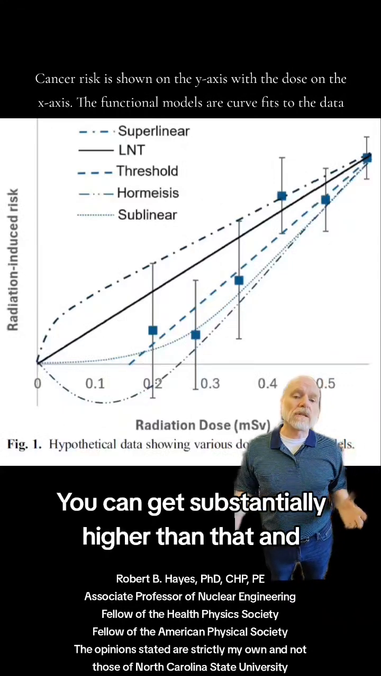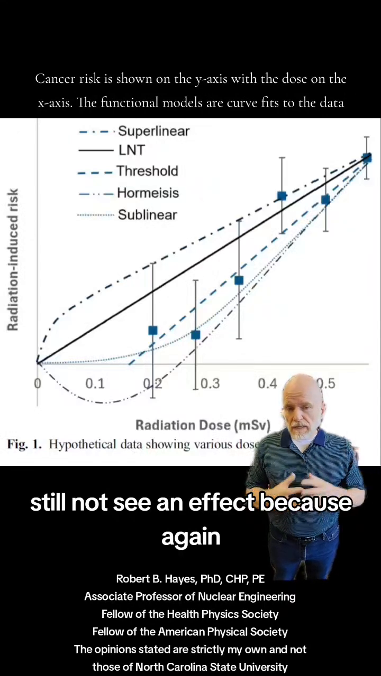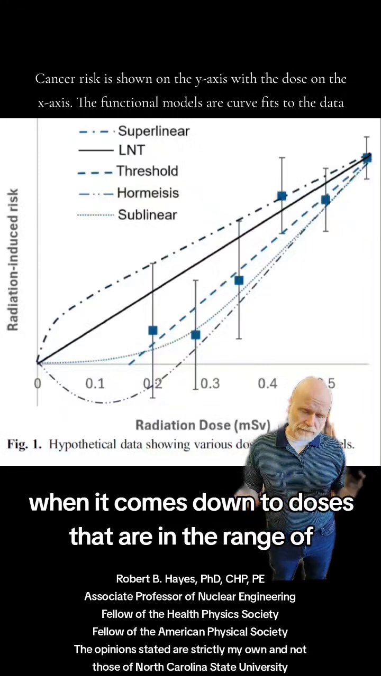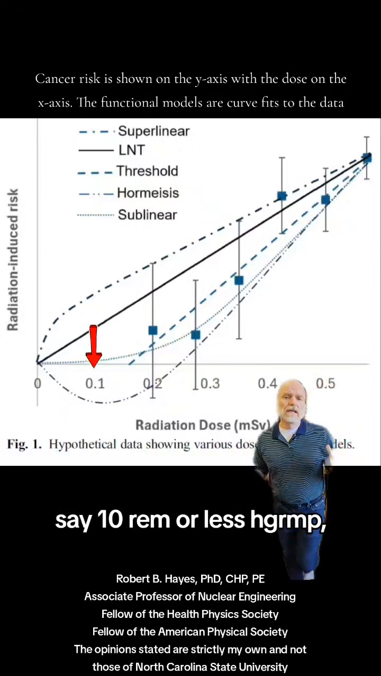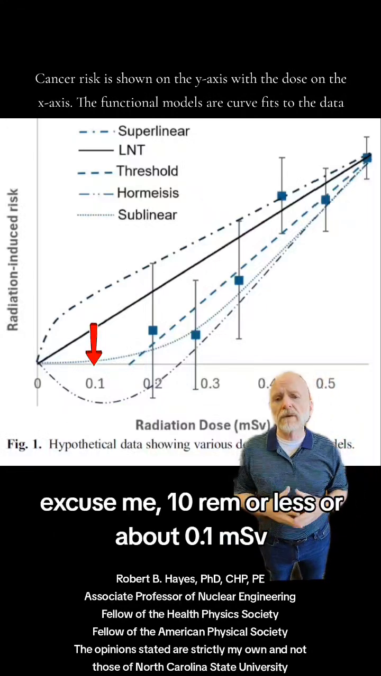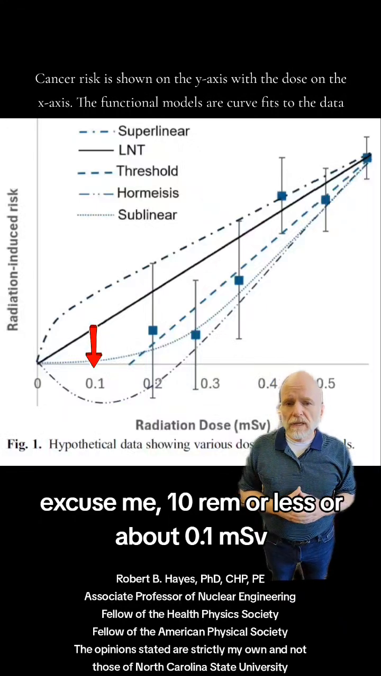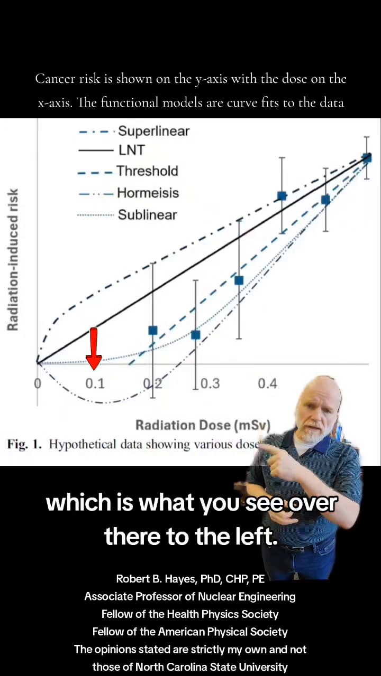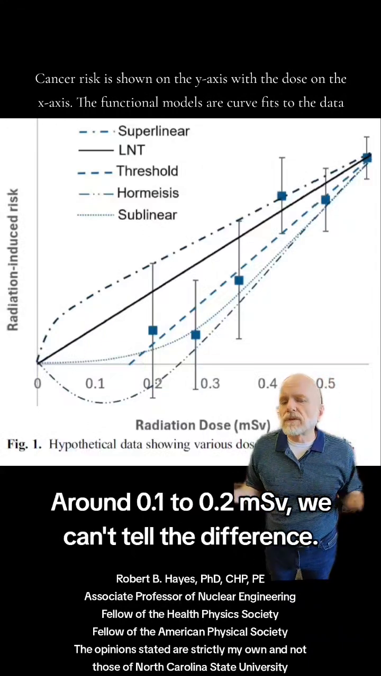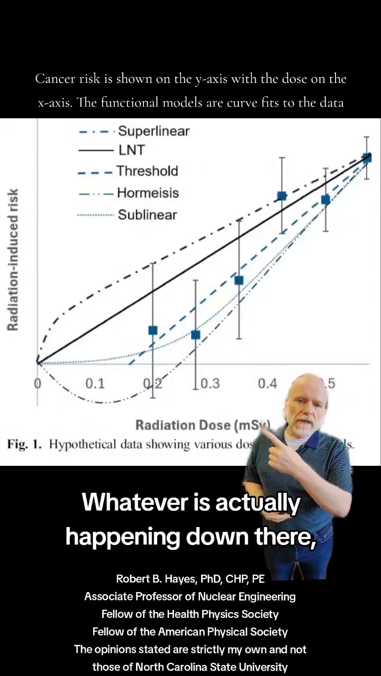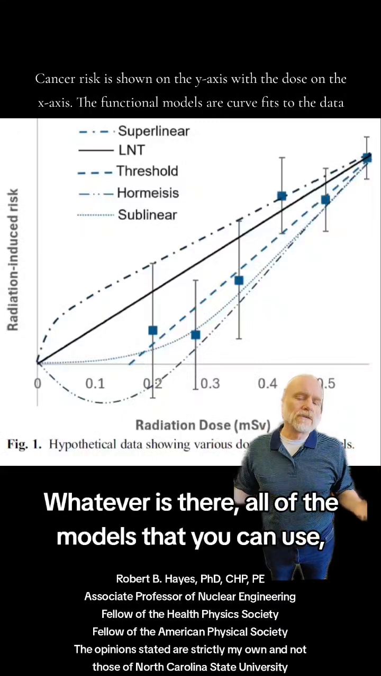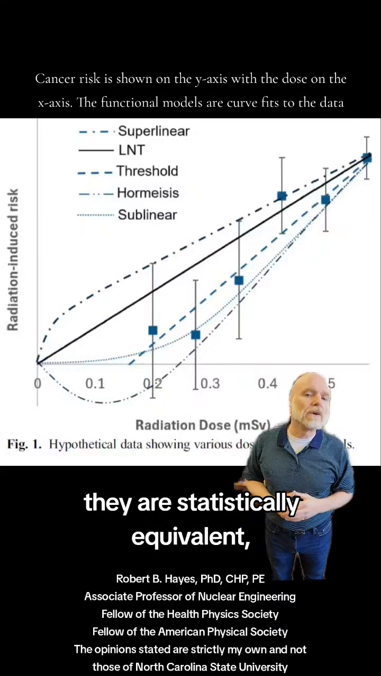You can get substantially higher than that and still not see an effect because, again, the uncertainties are too large when it comes down to doses that are in the range of, say, 10 rem or less, or about 0.1 millisieverts, which is what you see over there to the left. Around 0.1 to 0.2 millisieverts, we can't tell the difference. Whatever is actually happening down there in that range that you see in this graph right here, whatever's there, all of the models that you can use, they are statistically equivalent.